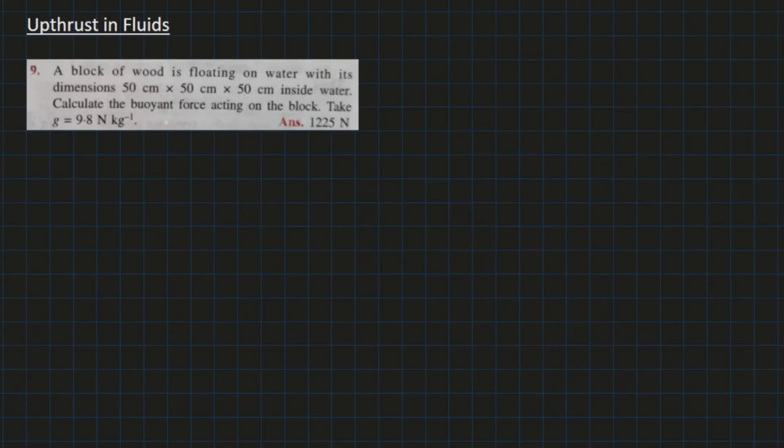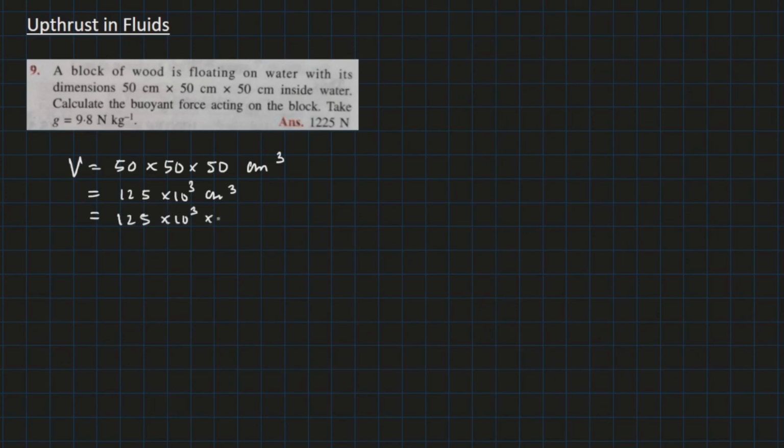In this question, the dimensions of the block are given. So the volume will be 50 into 50 into 50, and that is centimeter cube. We know that 5 into 5 into 5 is 125. These three zeros I'm writing like this. Now again, at the start we had seen how to convert centimeter cube to meter cube. So this will be 125 into 10 to the power 3, into 10 to the power minus 6, and that will be meter cube. So it will be 125 into 10 to the power minus 3 meter cube. This is the volume.